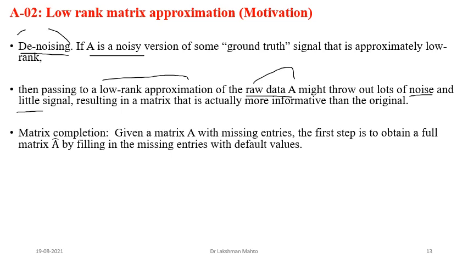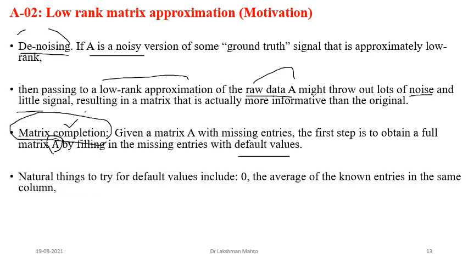Another problem I'm talking about is the same Netflix problem I mentioned, related to matrix completion. Given a matrix with missing entries, the first step is to obtain a full matrix, which we call A cap, by filling in the missing entries with a default value. This is the simplest approach to the basic problem of matrix completion. So what would the default value be? It might be 0.